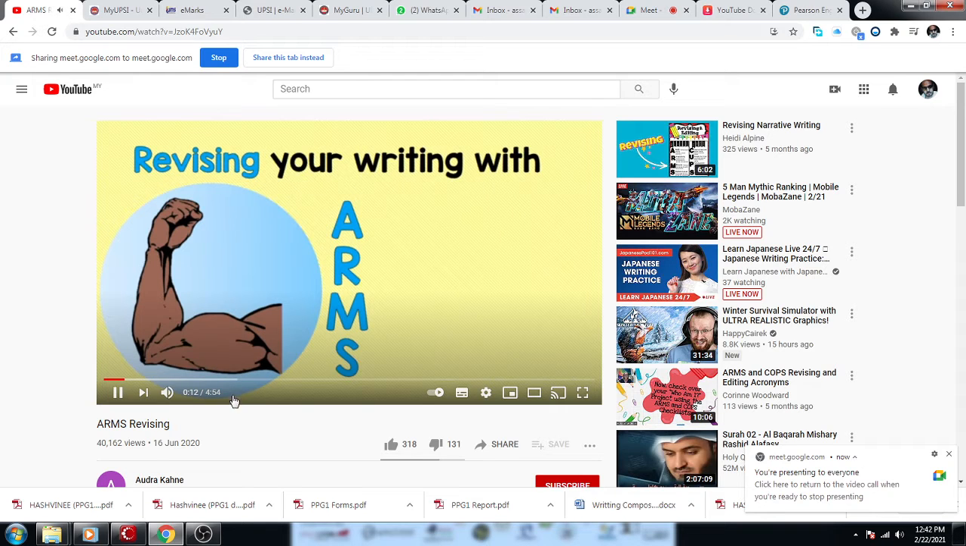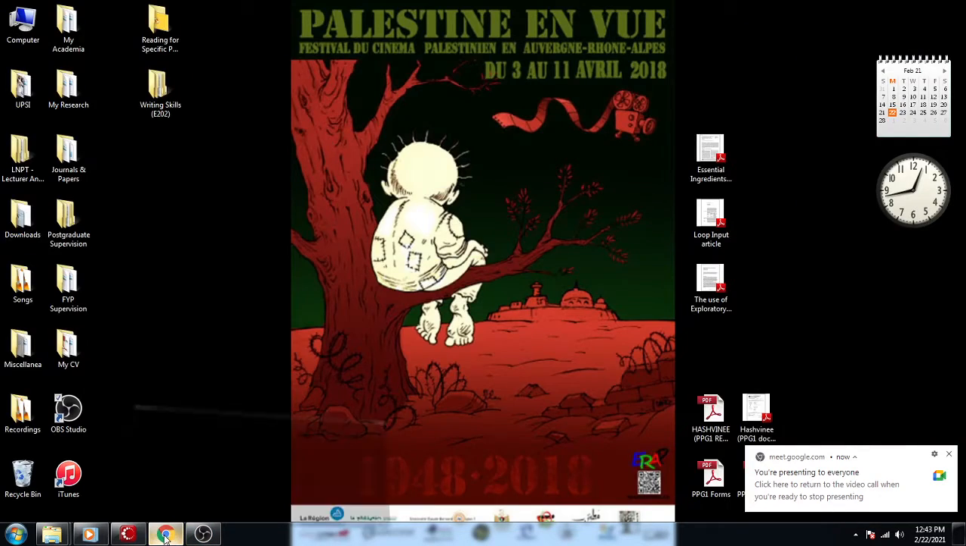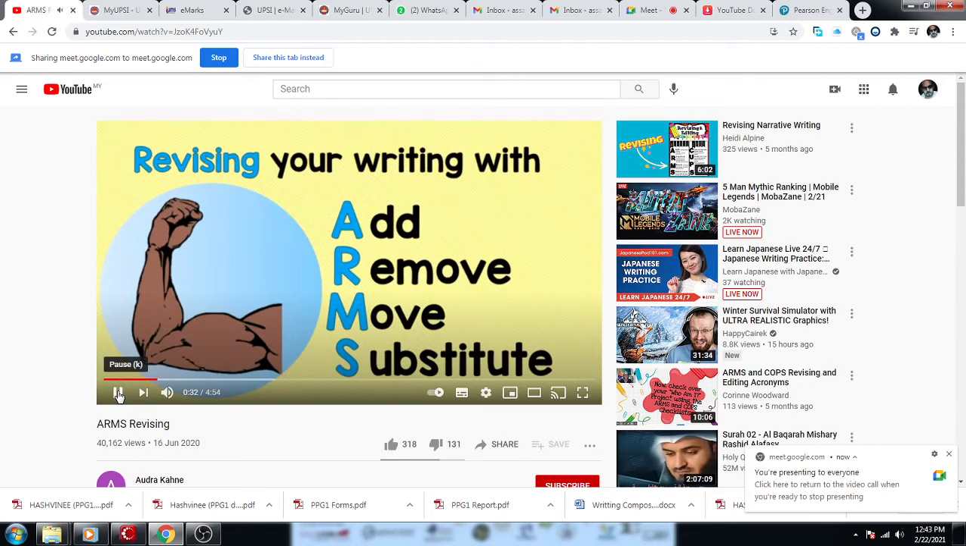Revising is a step of the writing process. First, we engage in pre-writing, then drafting, and then revising. ARMS is an acronym for add, remove, move, and substitute.